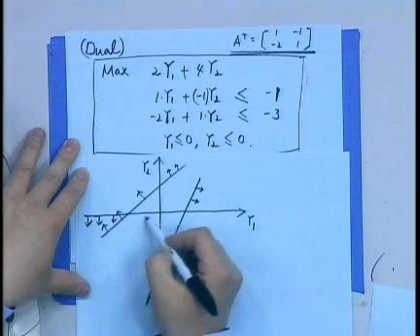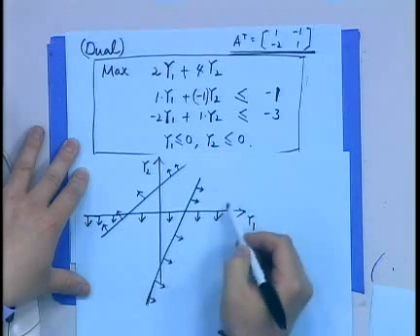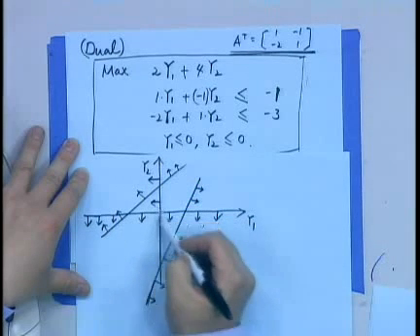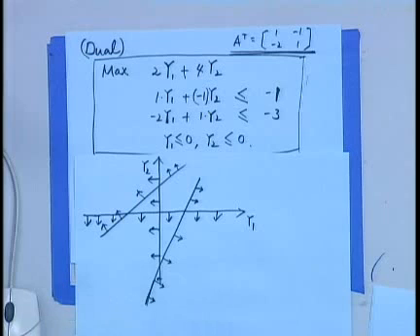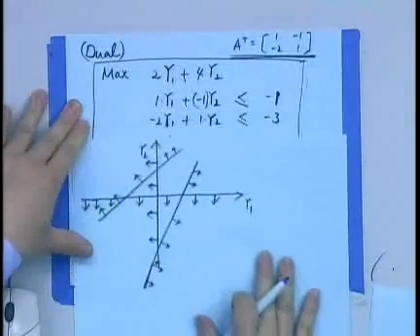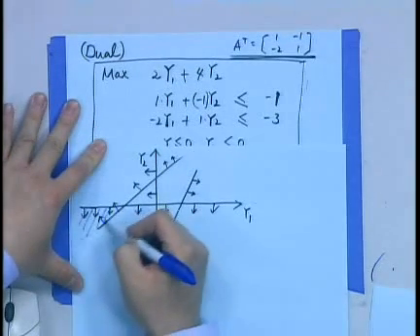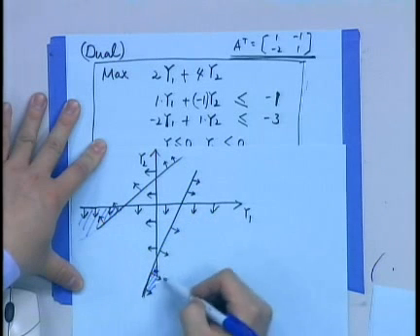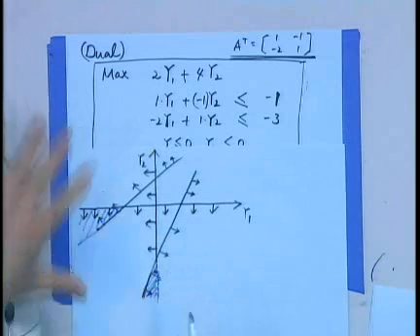So, it should be something like this. Okay? So maybe something like this. The feasible region would be not the feasible region. Okay?